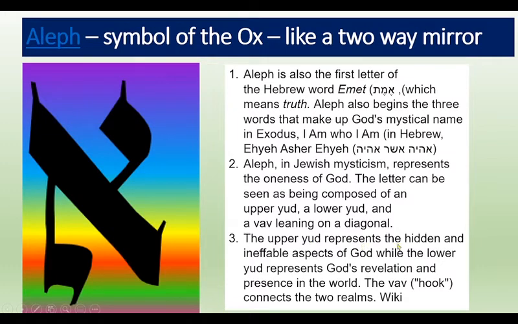The upper Yod represents the hidden and ineffable aspects of God, while the lower Yod represents God's revelation and presence in the world. The Vav is the hook that connects the two realms together. So this is the connection between the hidden and the revealed as well. What you might call in science, it would be the hook between quantum physics and classical physics, you know, this super hidden world and then the classical revealed world.